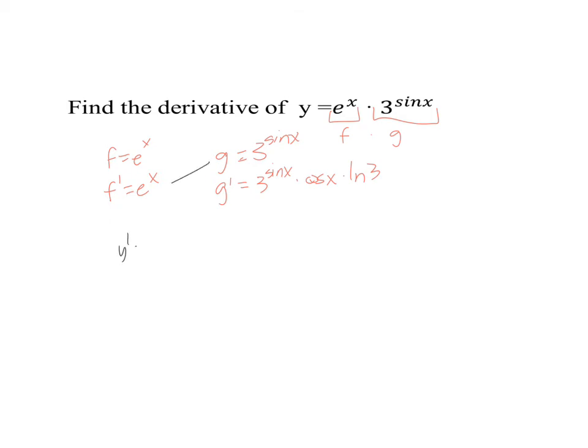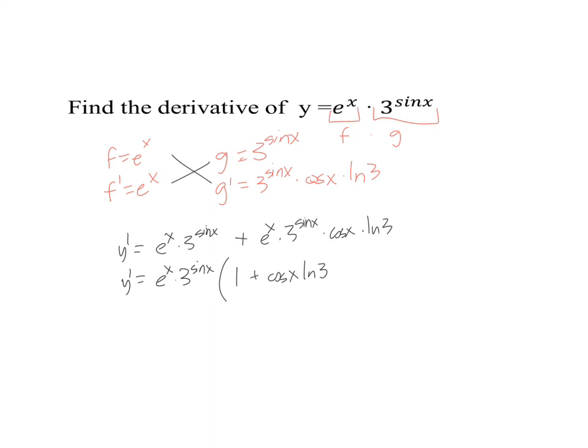So let's multiply those two, so it'd be e to the x times 3 to the sine x for the first part. Second part, let's multiply those ones, so it's e to the x times 3 to the sine x times cos x times ln 3. And we can stop there if we want, or we can see we have a couple of common factors, so let's take that out to clean it up a little bit. So let's take out an e to the x and 3 to the sine x, and we'd have 1 plus cos x ln 3 left over. And that's good enough for that one.